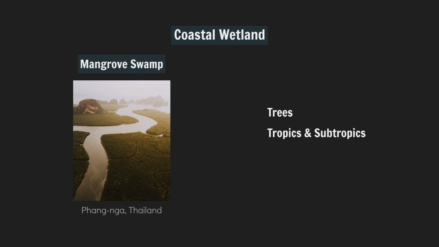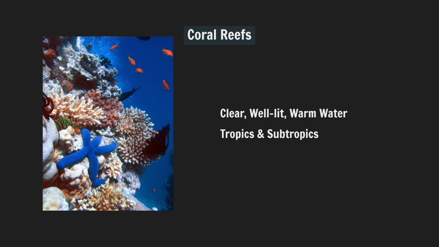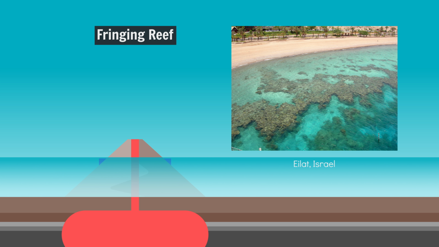And finally, let's finish up with coral reefs. Coral reefs form in clear, well-lit, warm waters, so are limited to the tropics and subtropics. If a volcanic island rises up out of the ocean, a fringing reef will likely form around it. A fringing reef is a coral reef that extends almost right up to the shore. Fringing reefs are also found along continental tropical coasts.